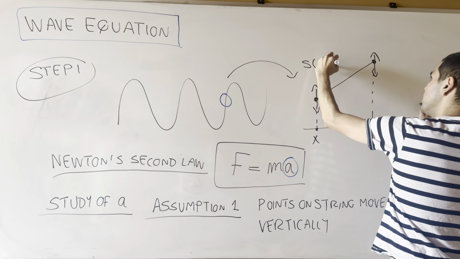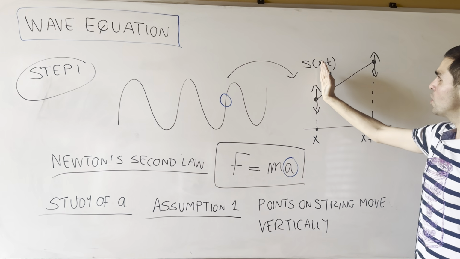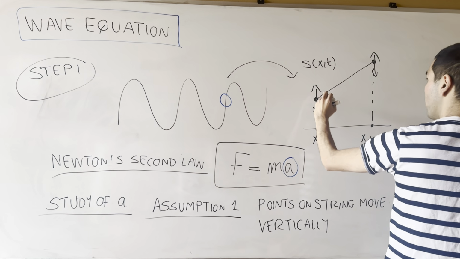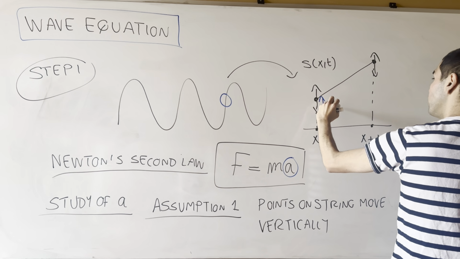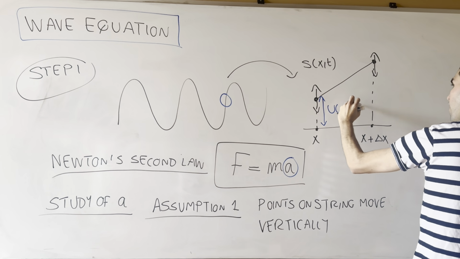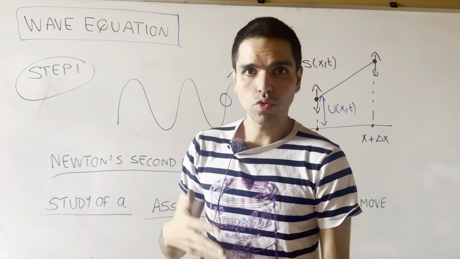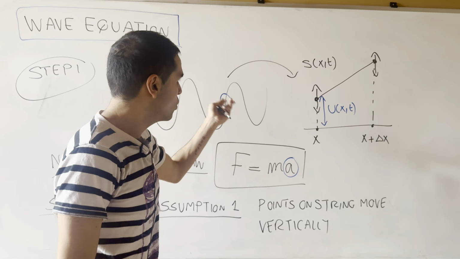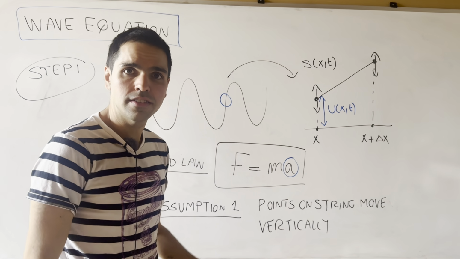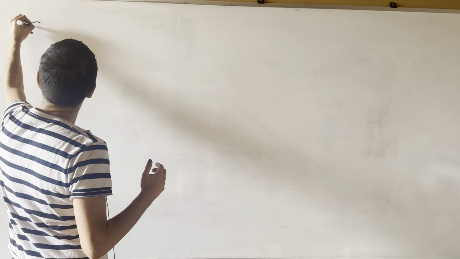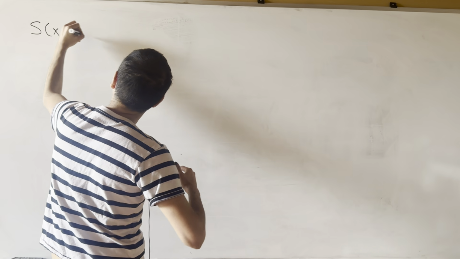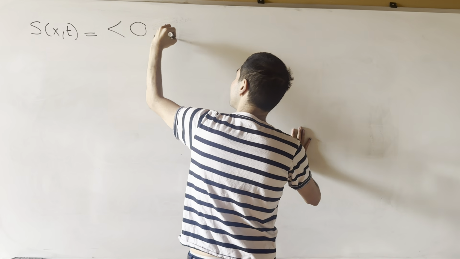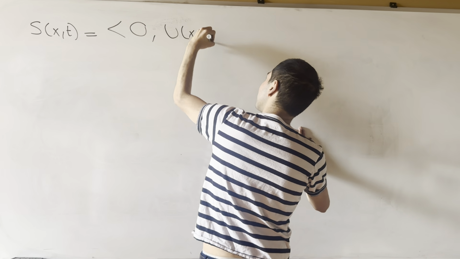So what is the position vector in this case? Well, the horizontal component is 0, but the vertical component is the height of the wave, which we define to be u of x,t. So u of x,t is the height of whatever wave we study. So this allows us to get s of x,t. In this case, s of x,t, again, is 0 because there's no horizontal displacement, and u of x,t.